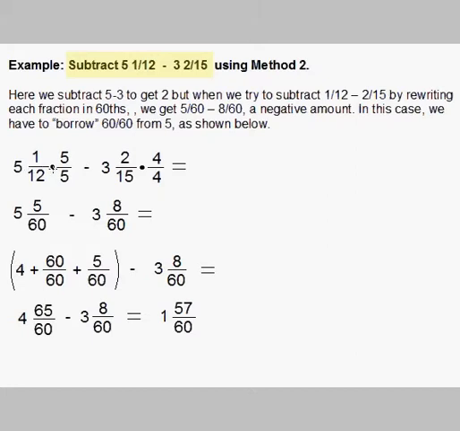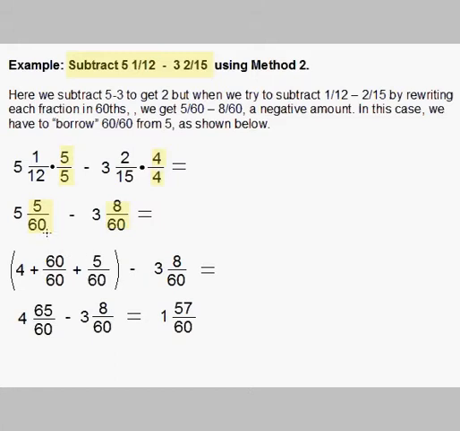We take the 1/12 times 5 in the denominator, 5 in the numerator. That turns the 1/12 into 5 sixtieths. We take the 2/15 and multiply the 15 by 4 and the 2 by 4, and that turns it to 8 sixtieths. And here you can see for sure 5 sixtieths minus 8 sixtieths. That's a negative amount. We don't want that with mixed numbers.